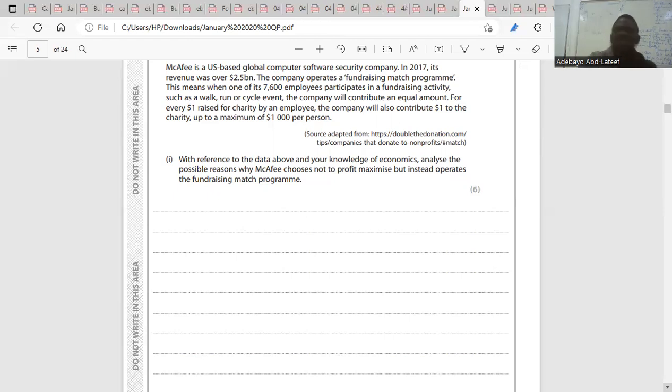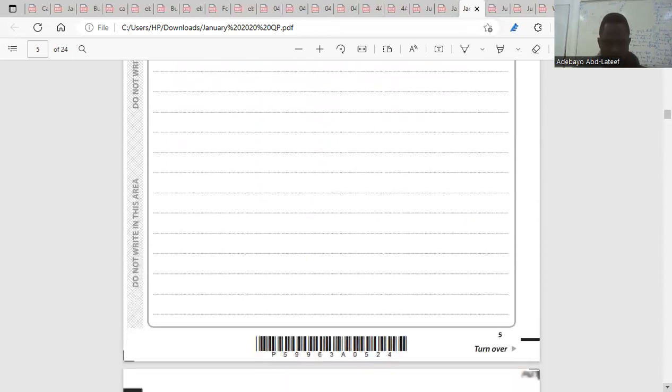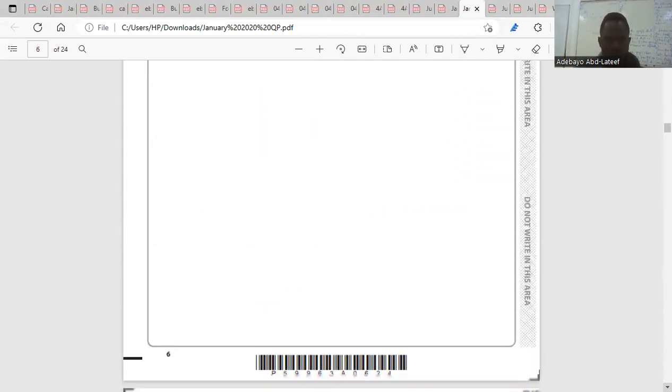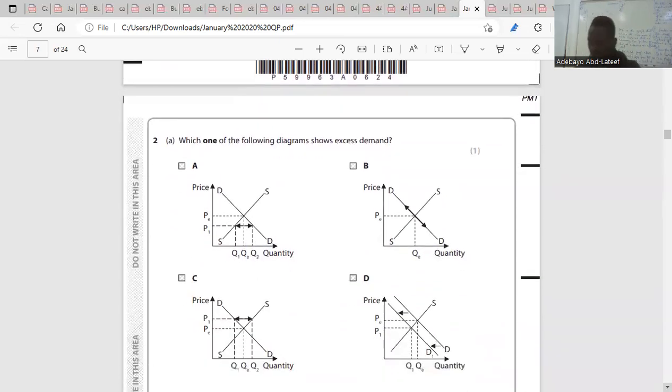Also, McAfee might not need to profit maximize anymore because it's already made over $2.5 billion in revenue, which means McAfee is doing well already. So that amount of money spent on charity is not going to have any effect on McAfee's cash flow. Is it clear? Great. Then we'll go to question 2. Do you have any question about question 1? Clear, right? All right. We go to question 2.